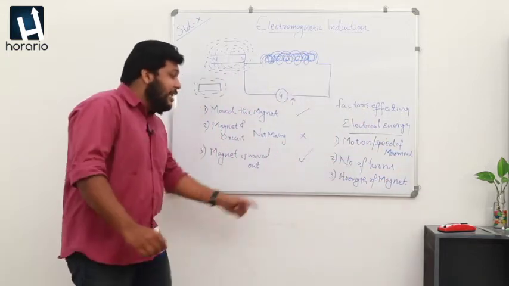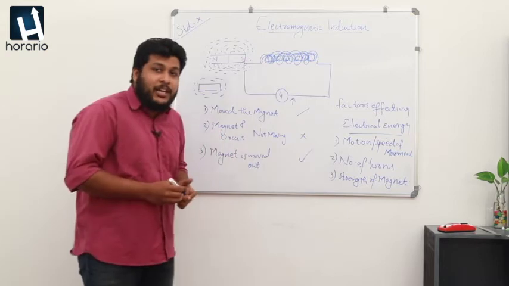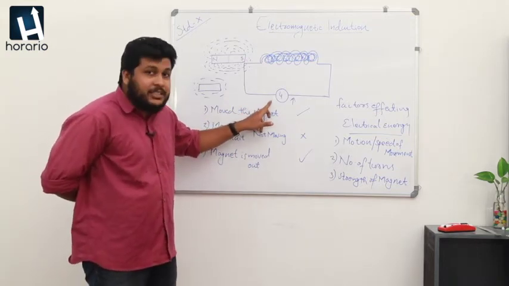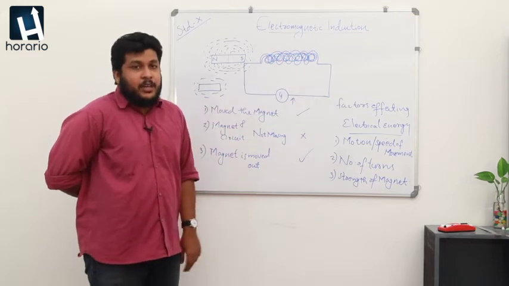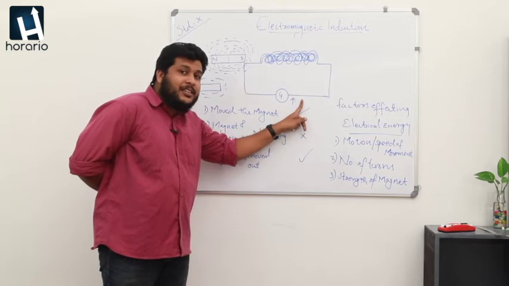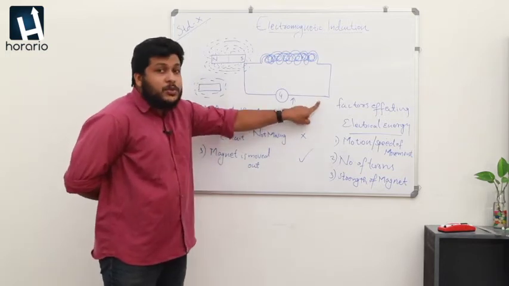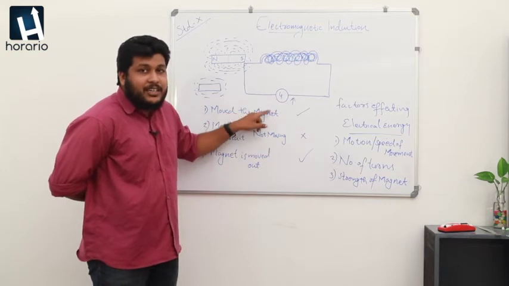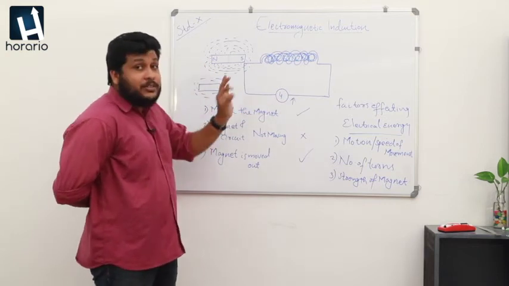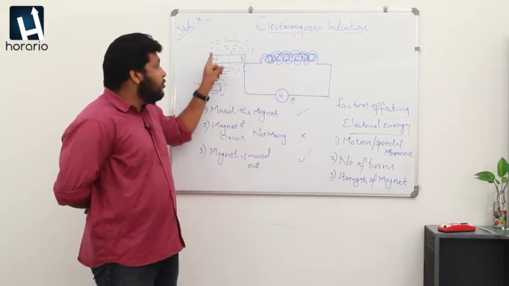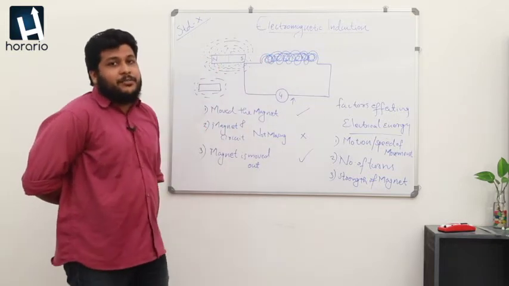So these are the three factors influencing the production of electrical energy inside this circuit. Here you all want to notice one thing: there is no battery involved, there is no switch involved. What is the reason for the production of electrical energy? It is only because of the movement of this magnet, or due to the interference of the magnetic field.